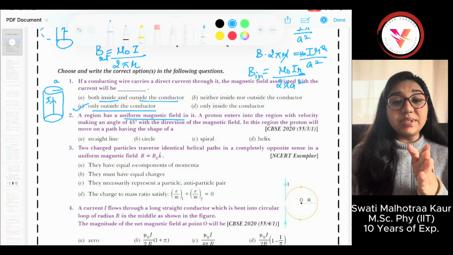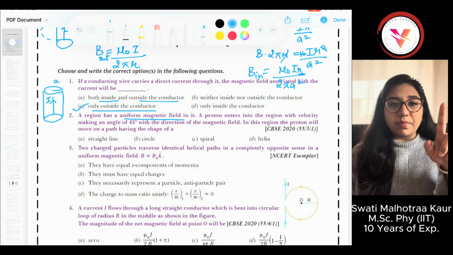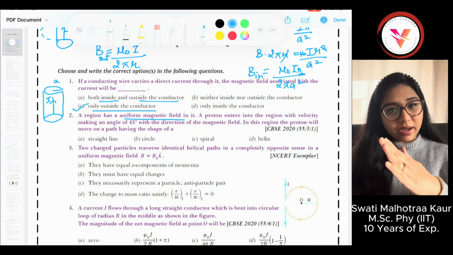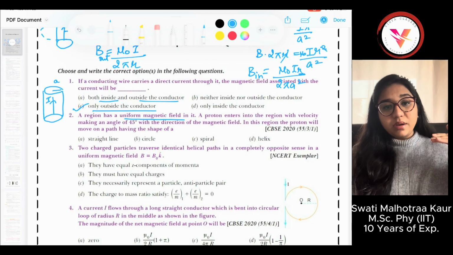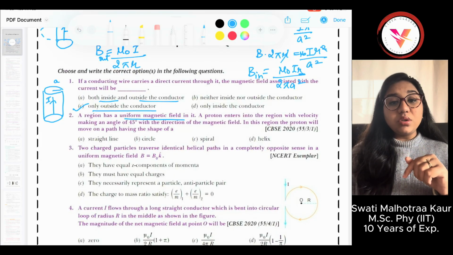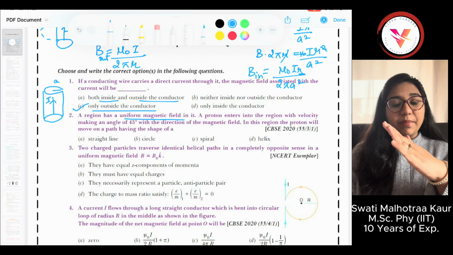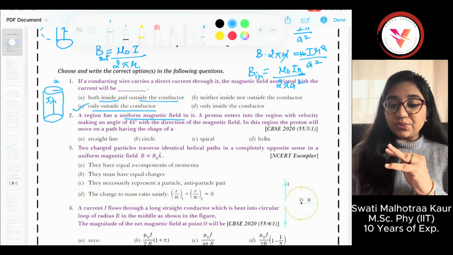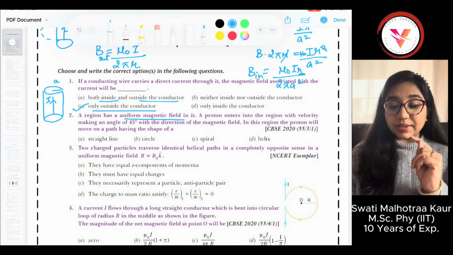If it comes at an angle of 90 degrees with the magnetic field, then it starts moving in a circular path. That is, its trajectory is circular. And if it enters the magnetic field at some angle, then it has two components, parallel and perpendicular. The parallel one moves it in a straight line, and the perpendicular will make it move in a circular motion. So the path of the particle entering the magnetic field at some angle would be helical. Okay, so there are 3 trajectories which a charged particle can have when it enters a uniform magnetic field.